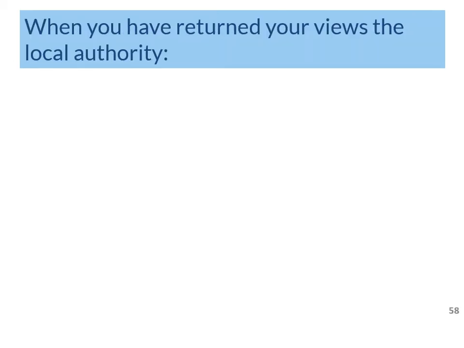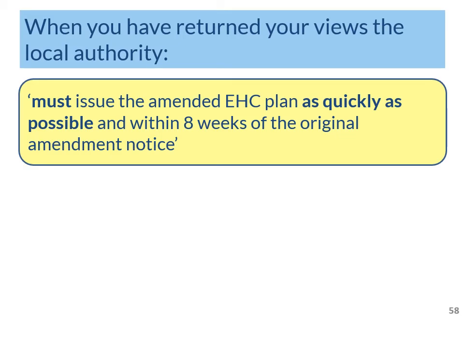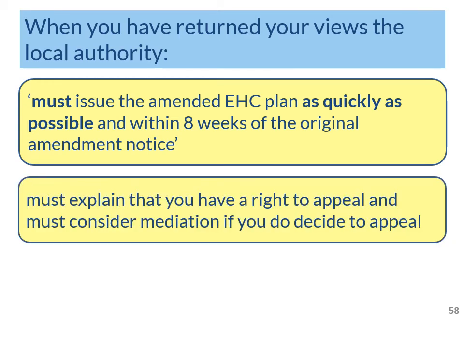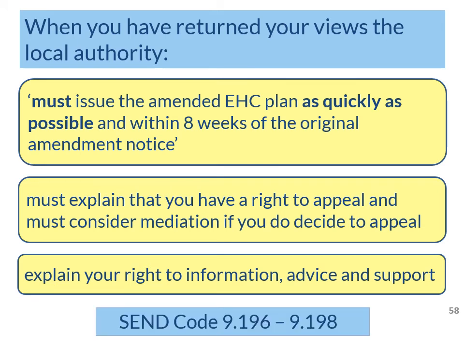When you have returned your views, the local authority must issue the amended EHC plan as quickly as possible, and within 8 weeks of sending you the original amendment notice. They must explain to you that you have a right to appeal and the time limits to do this, and that you must consider mediation if you do decide to appeal, and they must explain that you have a right to information, advice, and support.